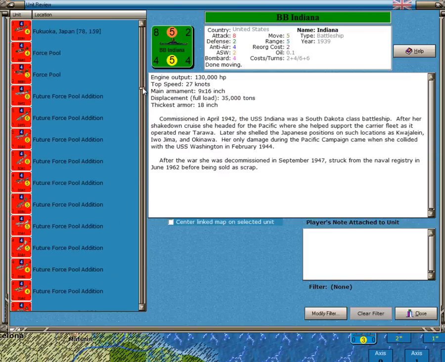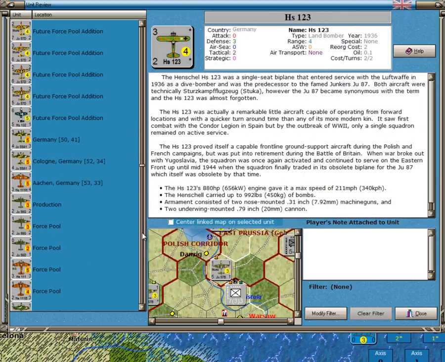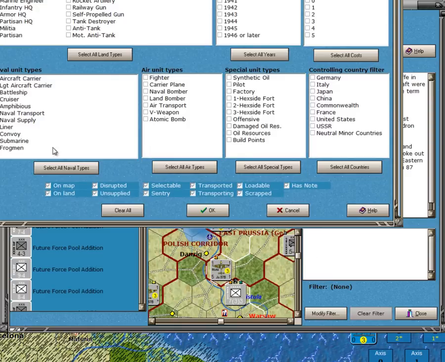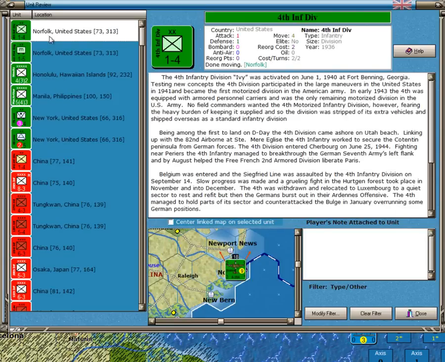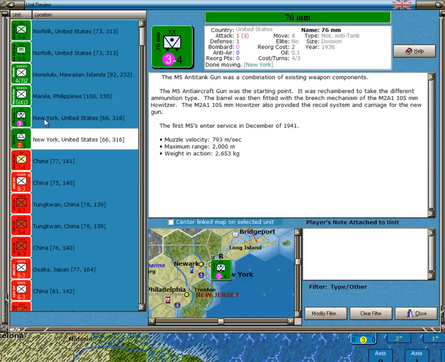So the units in the game form lets you look and find all the units in the game. Those that are in future force pools, those that are currently on the map, those that are in reserve. So if you wanted to, we can modify this filter to just look at units that are on the map and just look at land units that are on the map. So we see that the United States only has a half a dozen land units on the map.